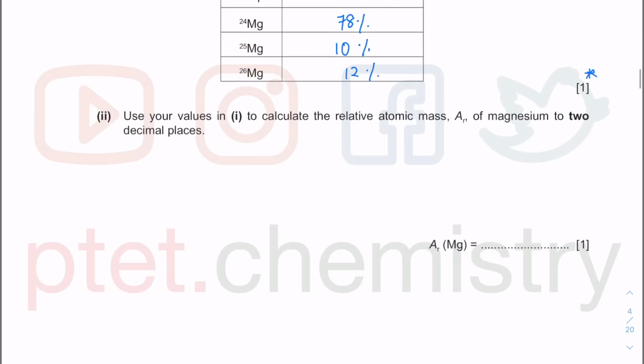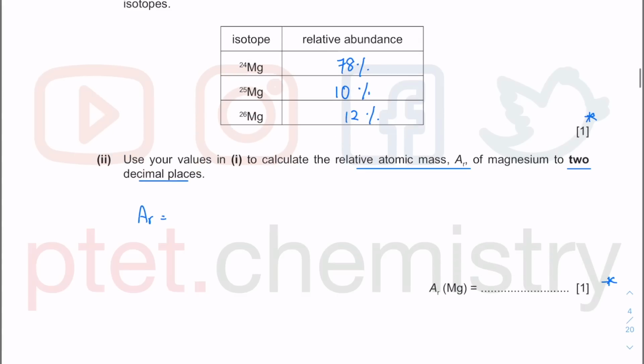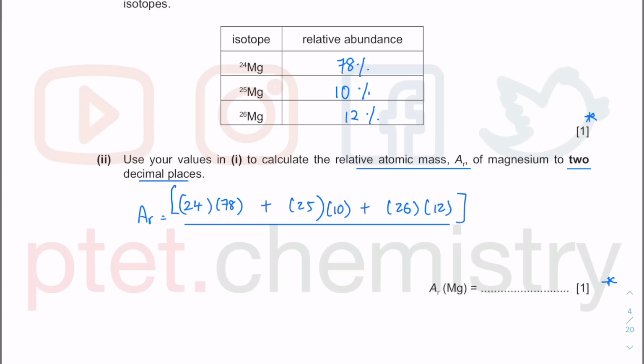Now use your values to calculate relative atomic mass given to 2 decimal places, and they are very stingy in A2 because they expect you to be able to do these kinds of calculations already. The mass number multiplied by the percentage, so 24 multiplied by 78%, and then you add up the other multiplications of mass number and percentage, and put that whole thing in a big bracket. Make sure you use brackets to be careful. Divide that by 100%. What you will get is 24 times 78 plus 25 times 10 plus 26 times 12. You get 2434, and you divide that by 100%.